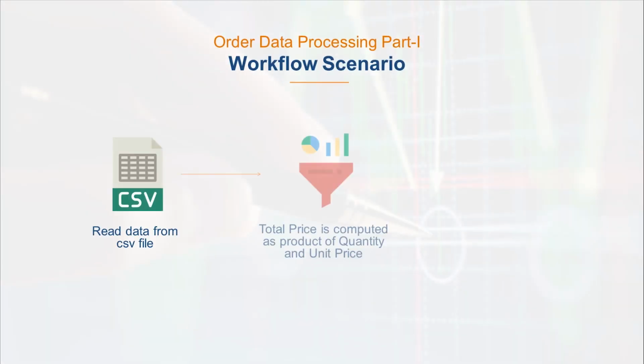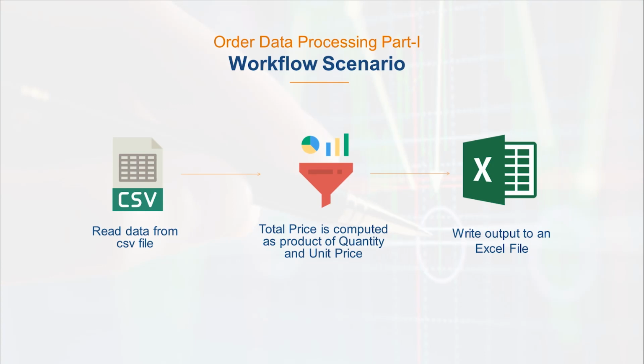Let us implement a simple use case of order data processing. In this use case, we have order details in a CSV file. First we read data from the CSV file and then process the data. In data processing, we calculate total price as a product of quantity and unit price. After processing, output data gets stored in an Excel file. So this is our workflow scenario.